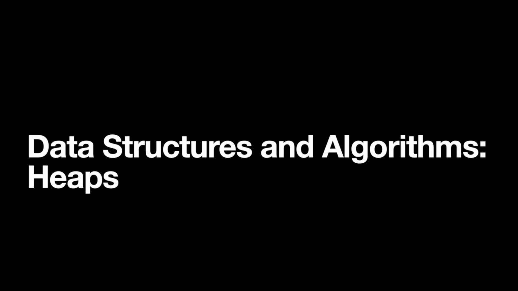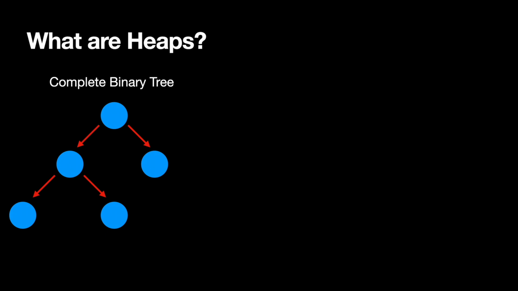Everyone, today I'll be covering heaps. Heaps are complete binary trees with a heap property. Now complete binary trees have all of their levels filled except for the last one. And the last level, if it's not filled, all the nodes have to be left aligned.